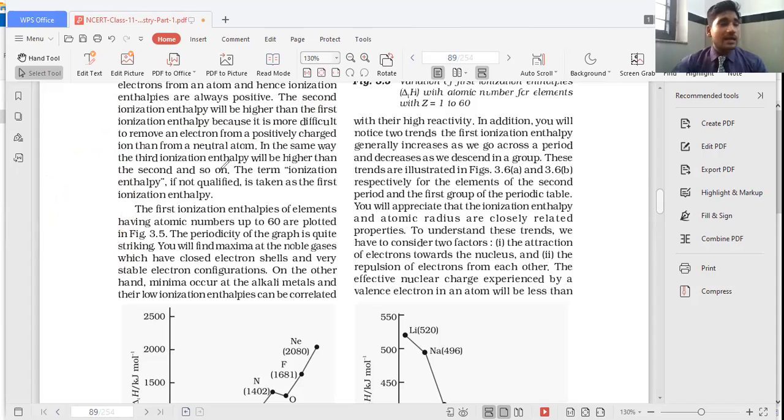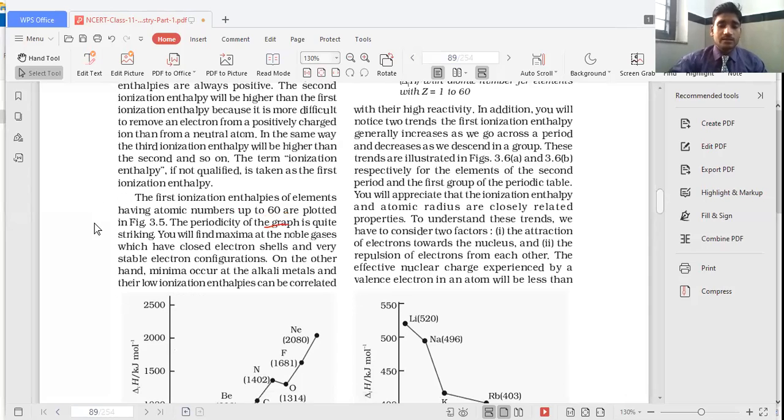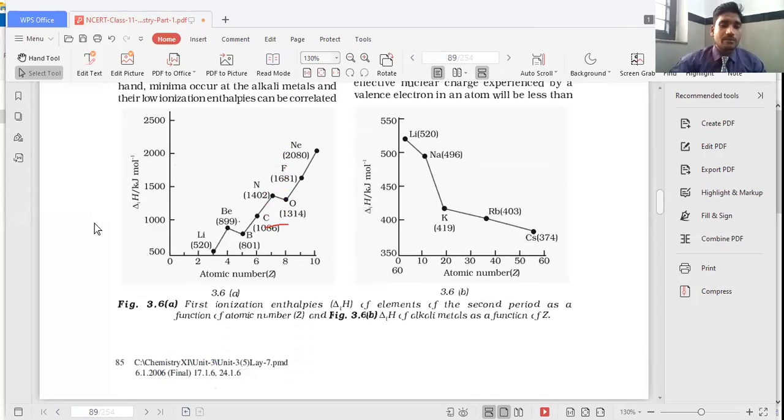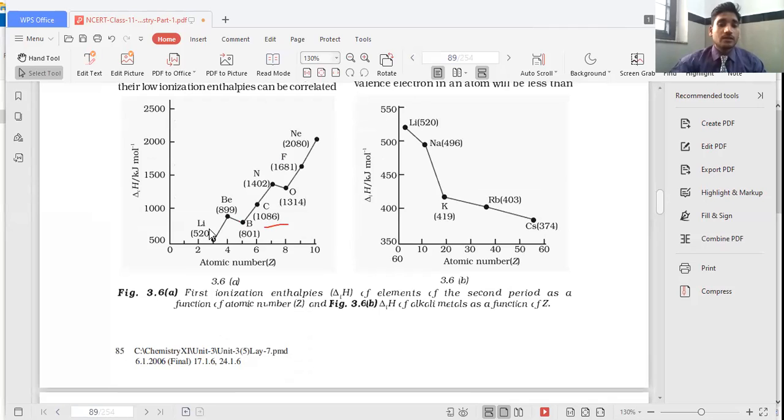In the same way, the third ionization enthalpy, right? So the first ionization enthalpy of elements having atomic number up to 60 are plotted in this figure. Let's see this figure so that you will be able to understand and draw some mind map in your brain, right? See here, students, atomic number and ionization enthalpy.